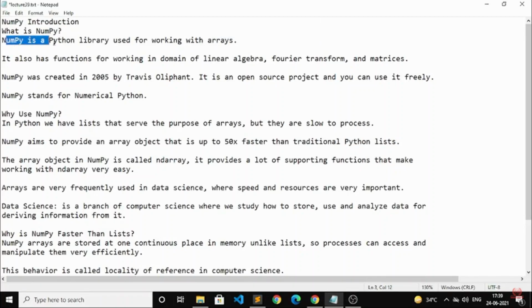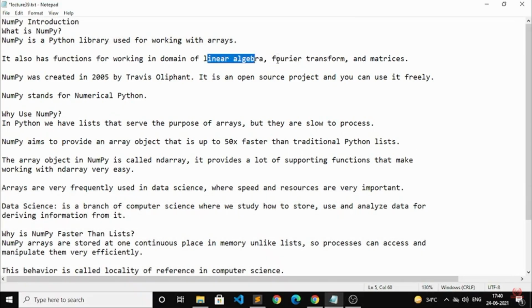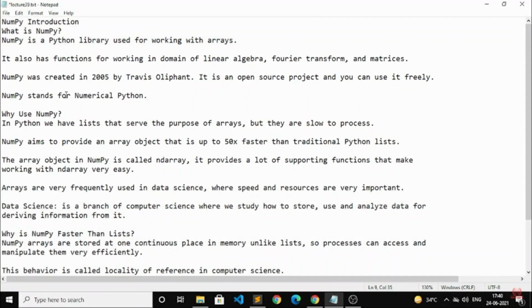Today we are going to study what is NumPy in Python. NumPy is a Python library used for working with arrays. It will help you to work with arrays. It also has functions for working in the domain of linear algebra, Fourier transform, and matrices. These are the different kinds of terms in which it can work. NumPy stands for numerical Python. So that is what NumPy means.